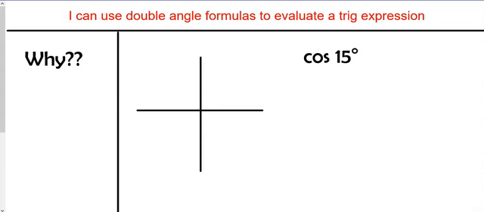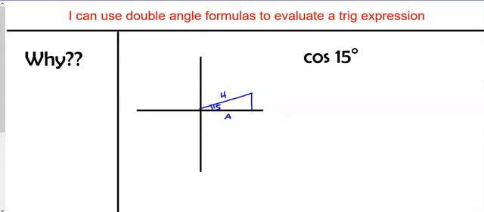Well, you couldn't do it, because 15 isn't one of the ones that we have memorized, or one of the ones that's on the unit circle, because it's not a 30, 60, 90 triangle, and it's not a 45, 45, 90 triangle. So 15 degrees would be like this. If we want to do cosine, we would need adjacent and hypotenuse, and we wouldn't know what those are.